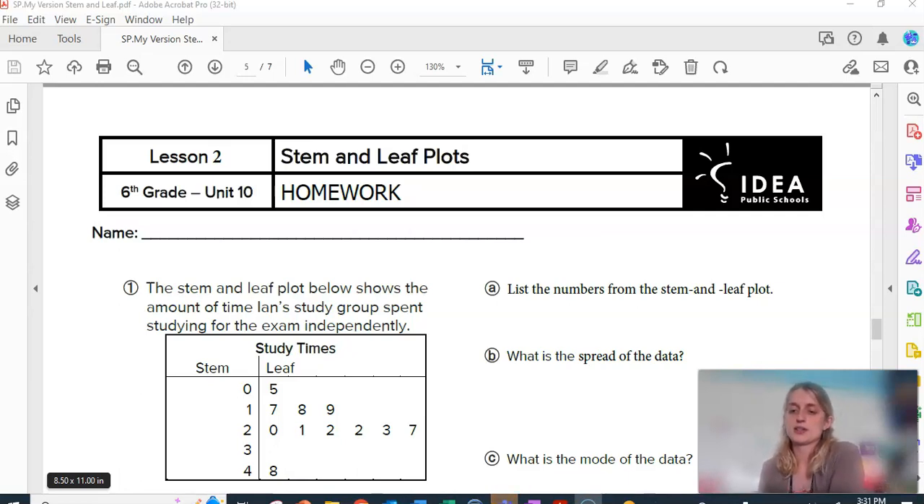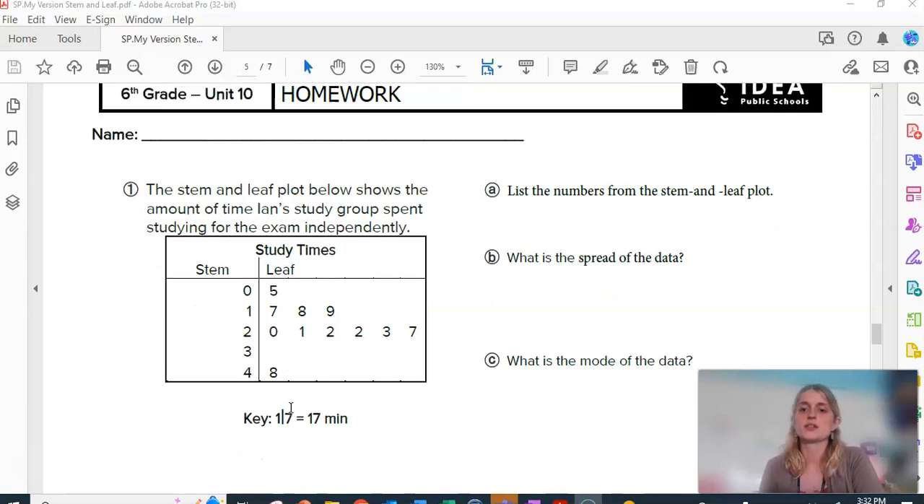All right, so we have this homework that was the last 2 pages, or the last double-sided page of your packet. And the first question is to list the numbers from the stem and leaf plot. So, for example, I'm not going to do the whole list, but you'd start with 0, 5, which makes 5. And then 1, 7, which reading the key makes 17. And then you keep going, list all the numbers that are there.